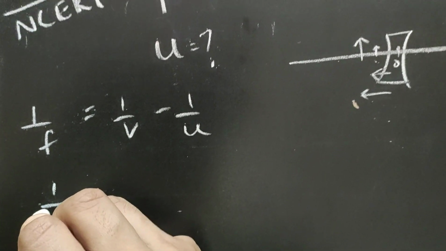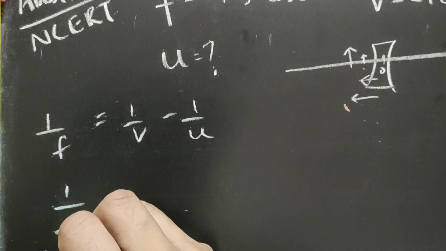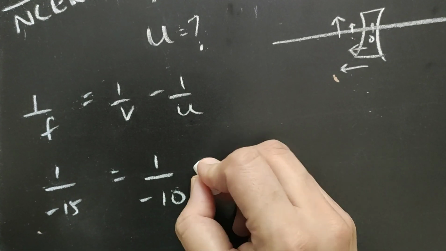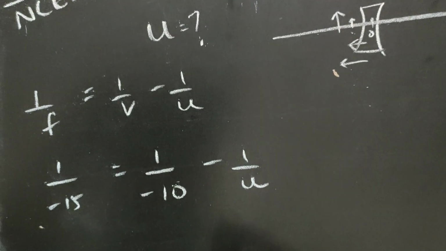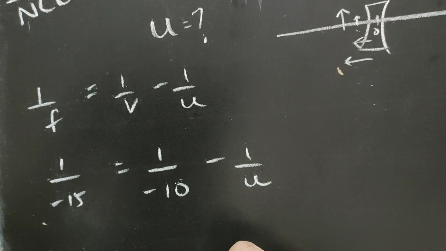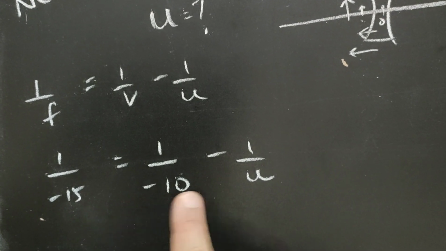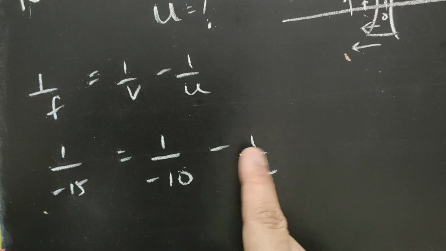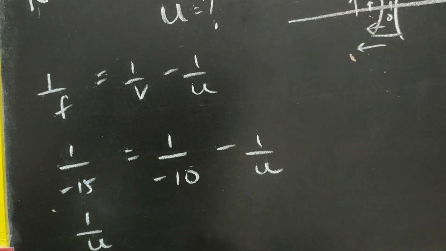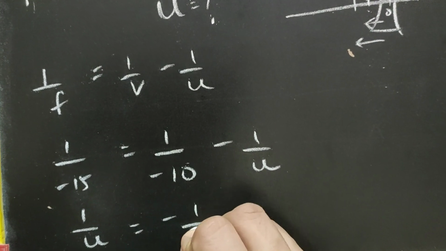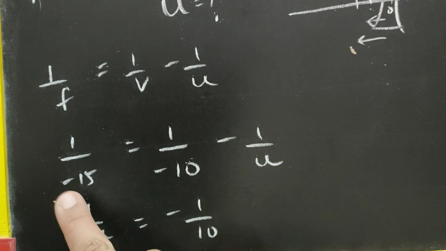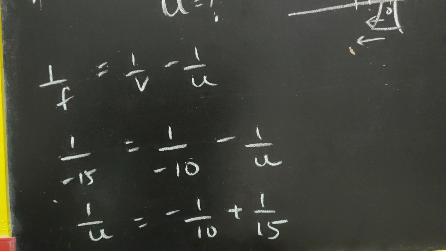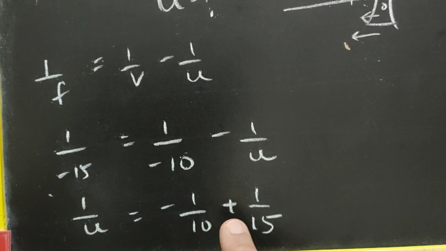1 by f, I put the values minus 15; 1 by v, 1 upon minus 10; and 1 upon u, which is to be calculated. Now rearranging the terms so as to get 1 by u on one side and everything else on the other, I take 1 by u on the left hand side, minus 1 upon 10 is already here. This minus 1 by 15, when it goes that side, becomes positive. So this is the fraction that we need to solve now.